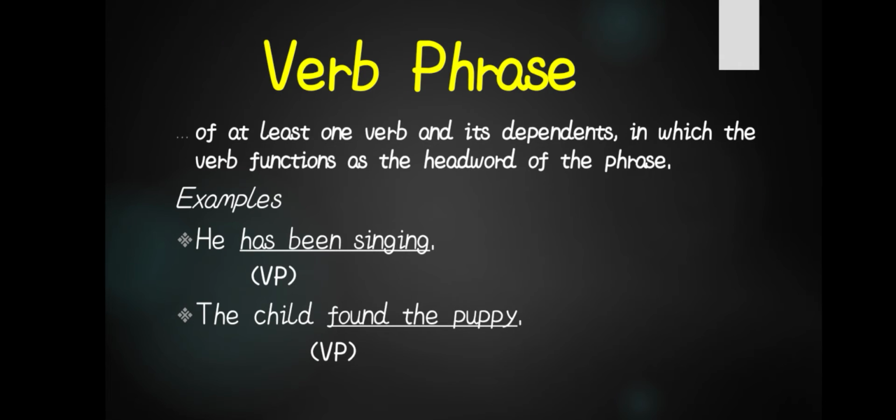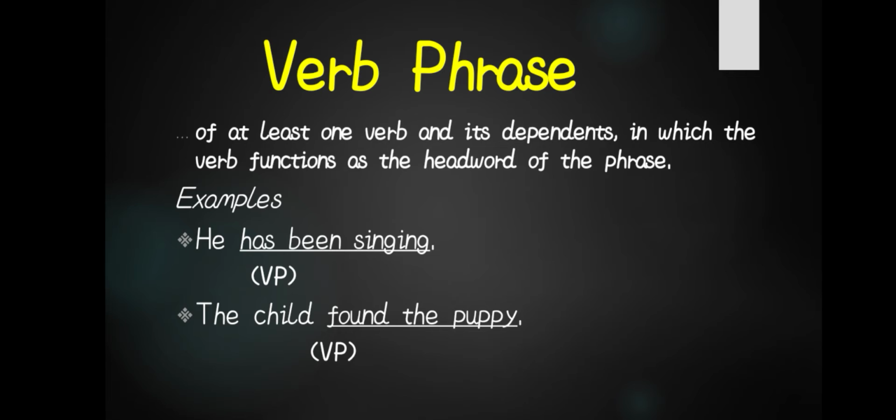Next, we have the verb phrase. A verb phrase refers to phrases with at least one verb and its dependents. Meaning, pwede one verb, pwede one or more verbs, in which the verb functions as the head word of the sentence. Meaning to say, the main meaning of the sentence is the verb. First example, he has been singing. So again, pwede one word ang verb, pwede more than one. Has been singing is a verb phrase with three verbs: the has, the been, and the singing.